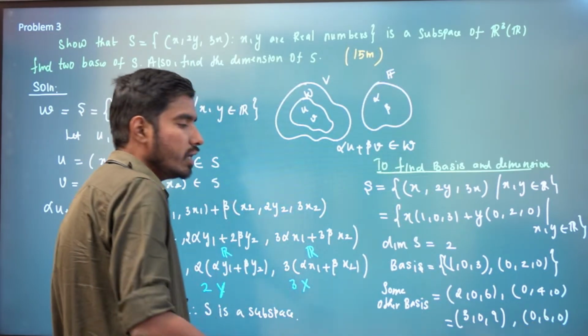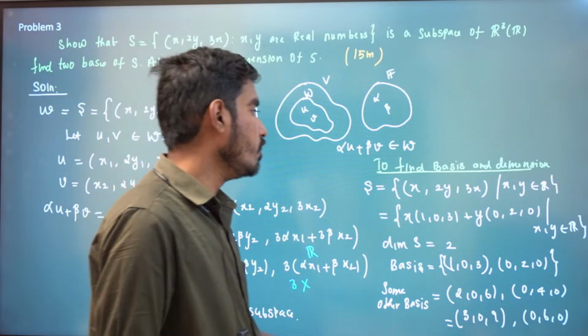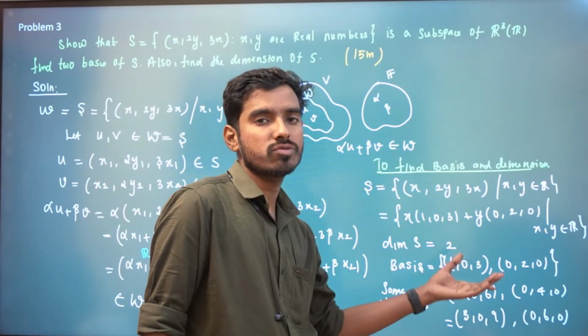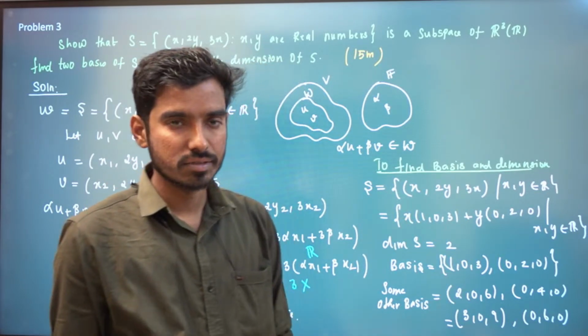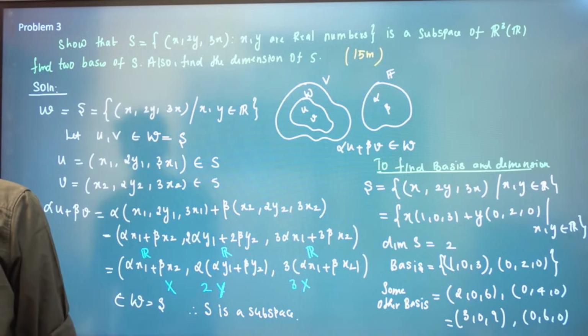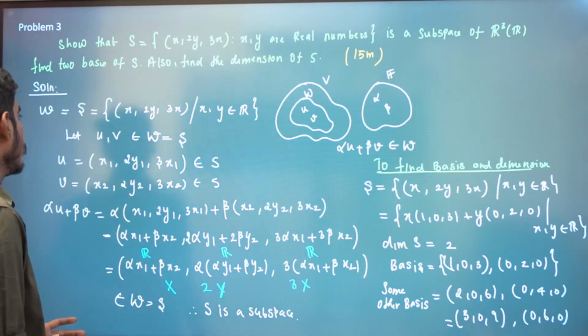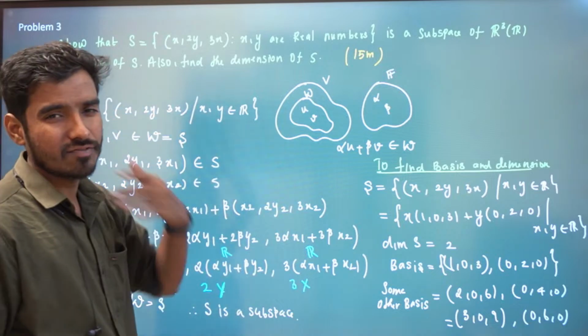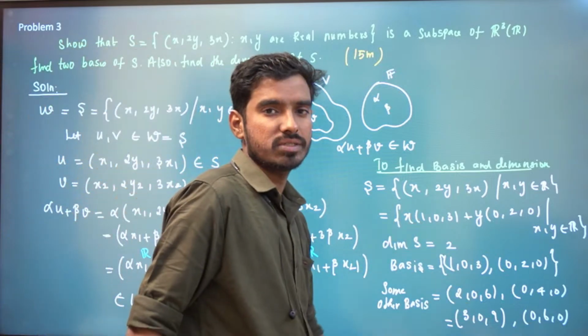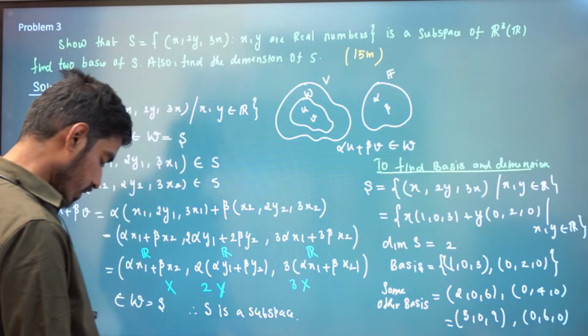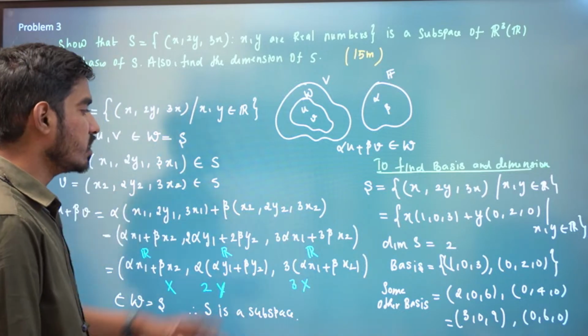This will also be a basis, right? If you find one basis, and you multiply by any scalar, that will also be a basis. So what this question says is show that this set is a subspace. We have said it's a subspace. Find two bases of S. You can find infinitely many bases of S if you know one basis of S. Also find the dimension of S. So the dimension of S is 2.